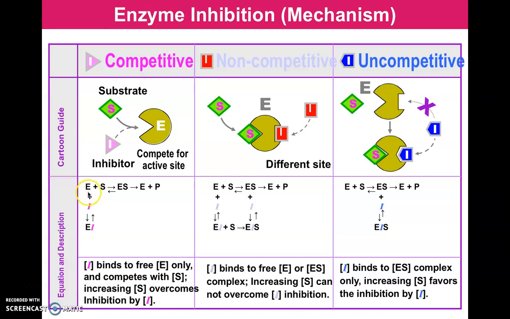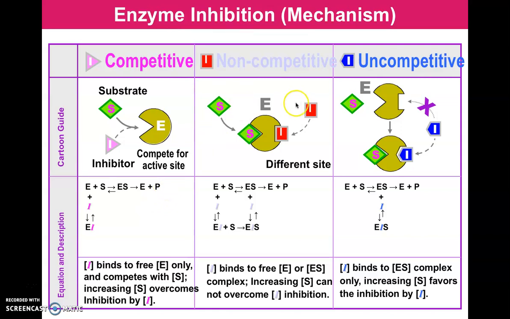Normally without the inhibitor, it will be enzyme plus substrate producing the enzyme substrate complex, and then you produce enzyme and product. But when you have an inhibitor, the inhibitor will make a complex with your enzyme instead of the enzyme making the enzyme substrate complex. So increasing the concentration of your substrate may overcome the inhibition.